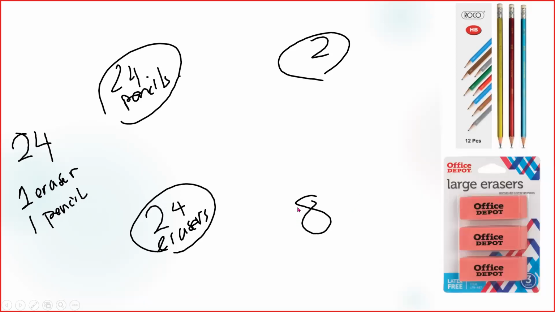So now, what do we have? We have to buy 2 packets of pencils to get 24, and 8 packets of erasers to get 24. By this, I have 24 pencils and 24 erasers. I can distribute 1 pencil with 1 eraser to each girl. Did you understand now? Yes, grade 6, please. Okay.